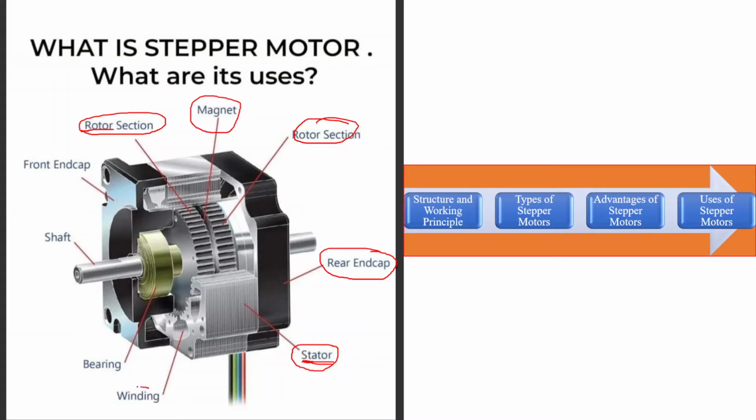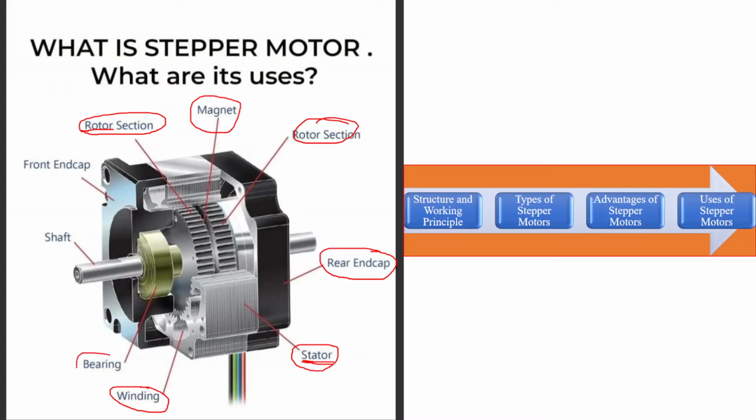Next one we have the winding. Windings are coils of wire wound around the stator poles. When the electric current passes through these windings, they generate a magnetic field. The interaction between the stator winding and the rotor's permanent magnet or poles is what produces the stepping motion.